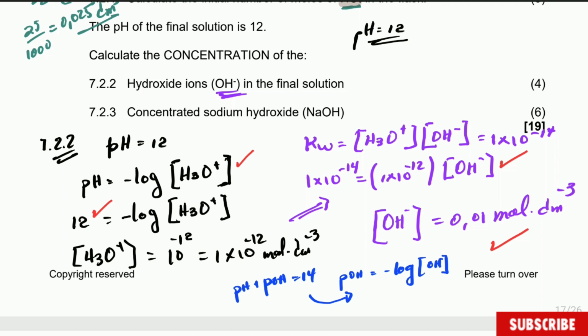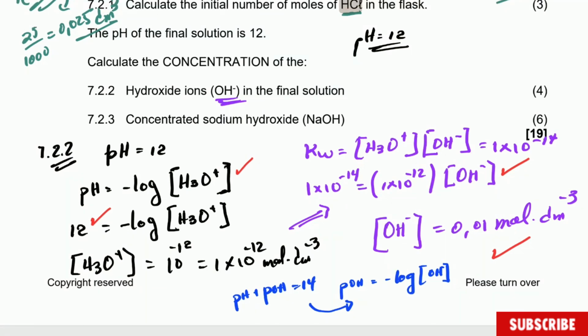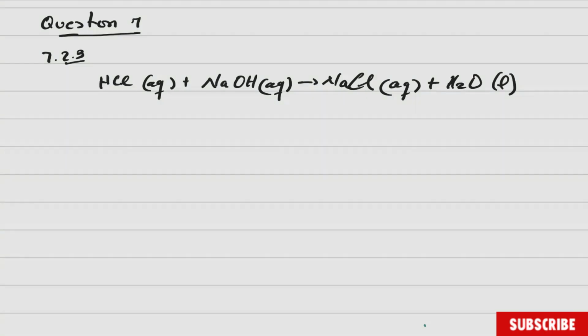Question 7.2.3, calculate the concentration of sodium hydroxide. And this question is a little bit more tricky than it actually looks. You need to go back to 7.2.2, where they say that the final solution will still have some OH concentration. So there is concentration of OH in that solution. And we're going to solve that question here.